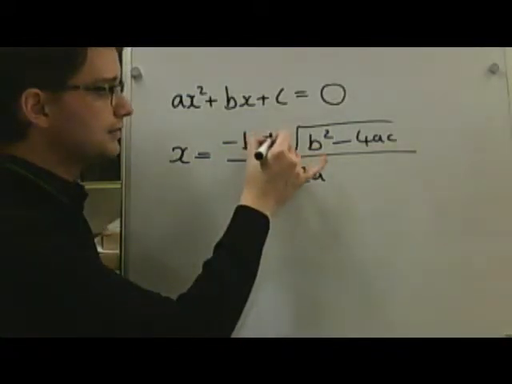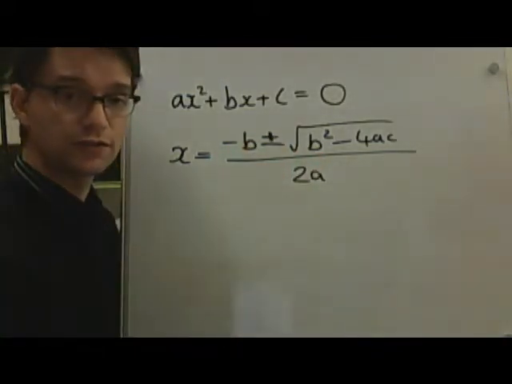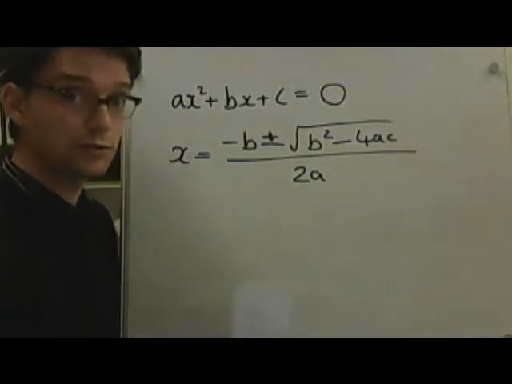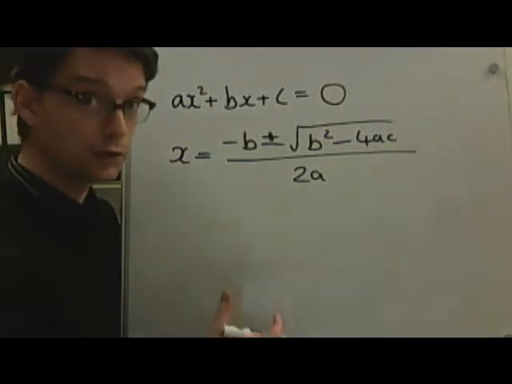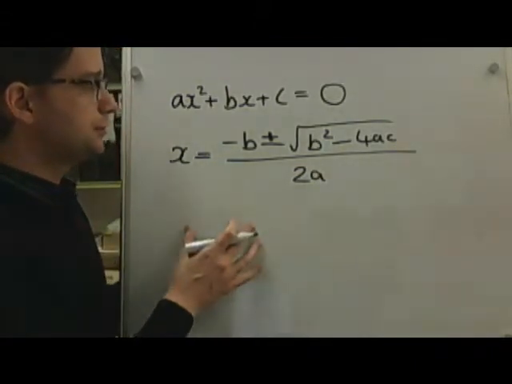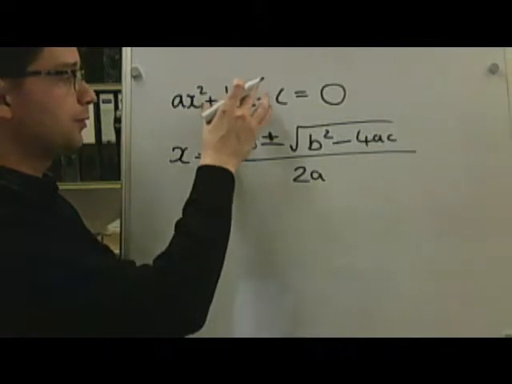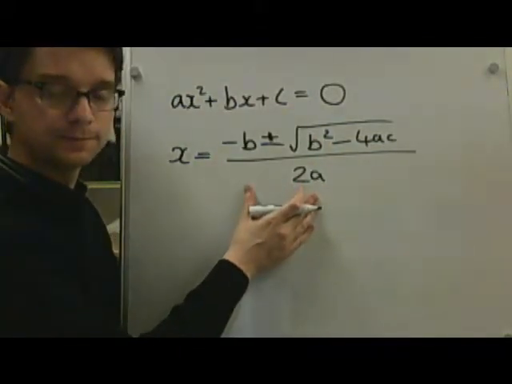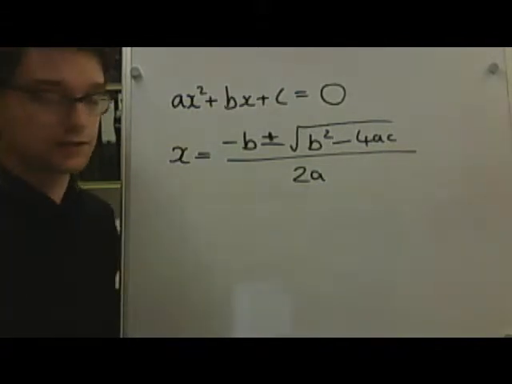The plus or minus is how you get your two solutions, and you usually get two solutions when you're solving quadratic equations. Not always, sometimes you get none, sometimes you get one, but usually you get two. All you have to do is take your problem and put a, b and c into this formula. So we'll see some examples.